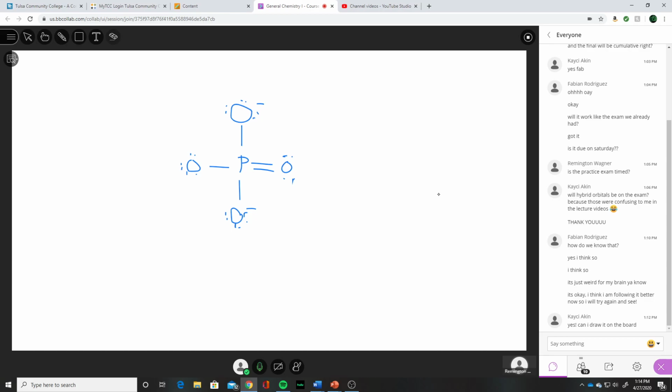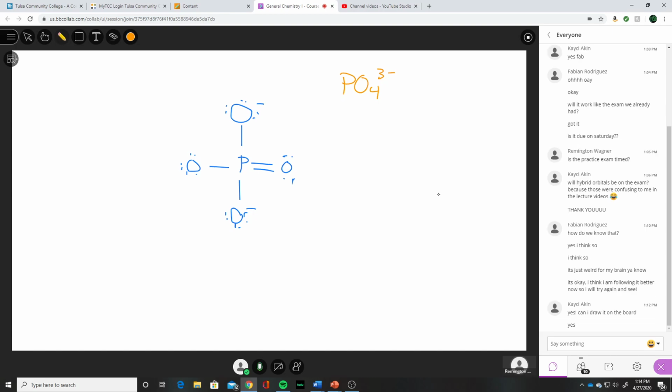Okay. So that is the phosphate ion. Normally, not in a Lewis structure, we would see it look like this. So that is PO4 3 minus. And so Casey, is your question, what would the hybridization of this be? What is its hybridization? Is that what your question is?